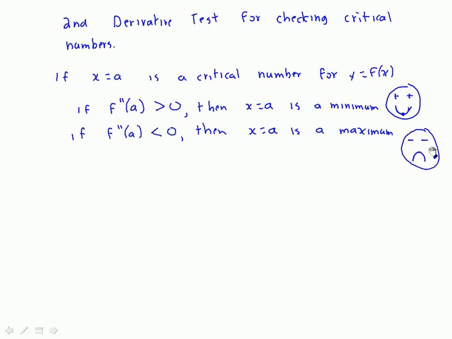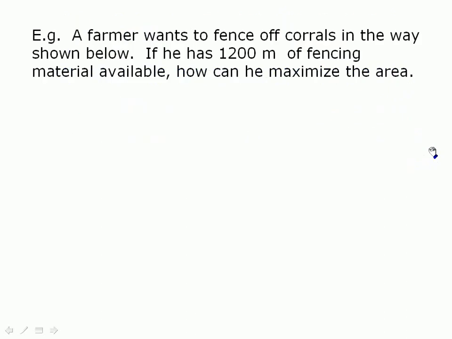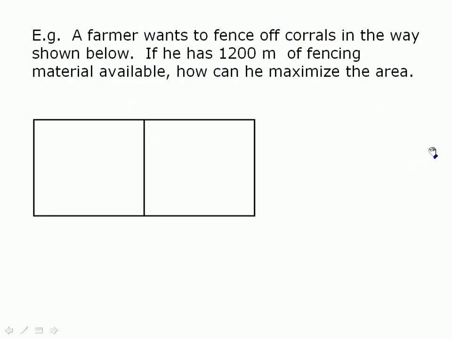For the first example we didn't need it simply because it was giving us a closed interval so we could check the endpoints. But usually you don't have those closed intervals. So let's go on to this question with the diagram. A farmer wants to fence off corrals in the way that's shown below. Now this is a Math 20 question, by the way. It's not new. So you would have at some point dealt with these. And he has 1,200 meters total of fencing material. He wants to maximize the area.